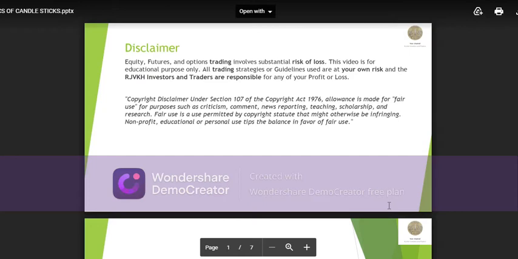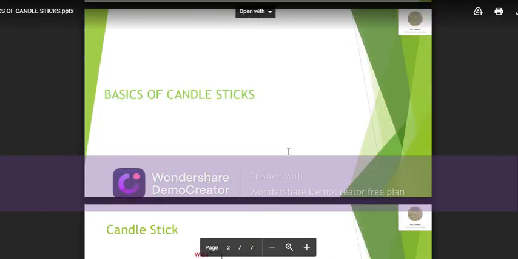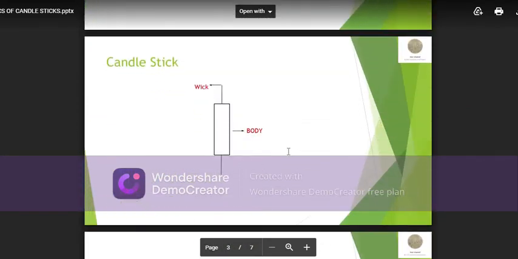Today we're going to learn about the basics of candlesticks. What is a candlestick? A candlestick represents the price movement of a stock in the index.